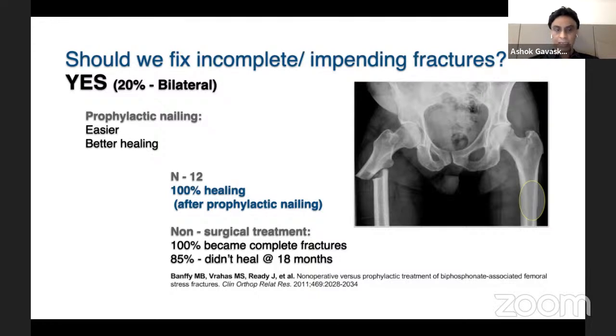And the fractures that they observed over a period of time, 100% of them became complete fractures. And when they were treated by surgical means, 85% did not heal at a mean of 18 months. So this tells you how difficult it is to achieve healing in atypical fractures.